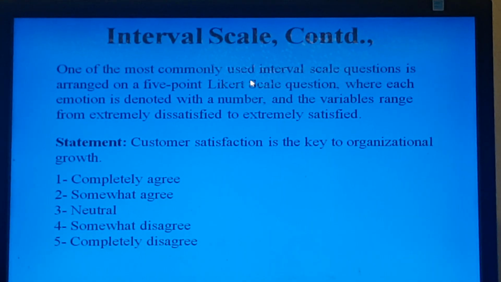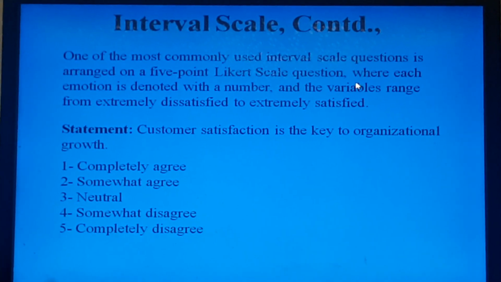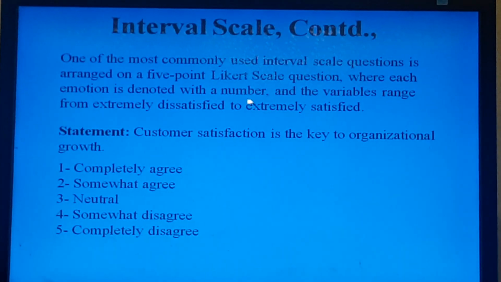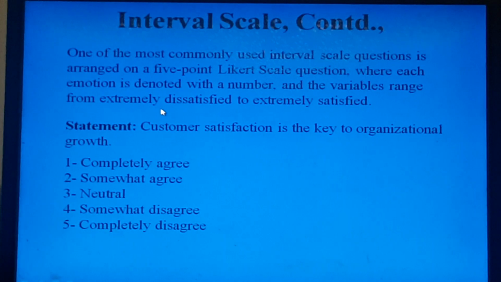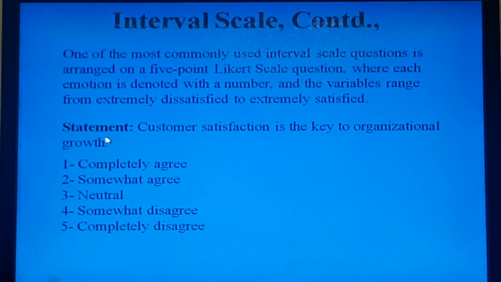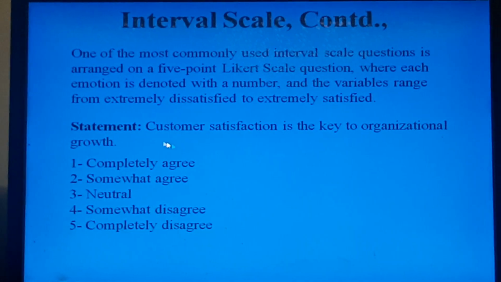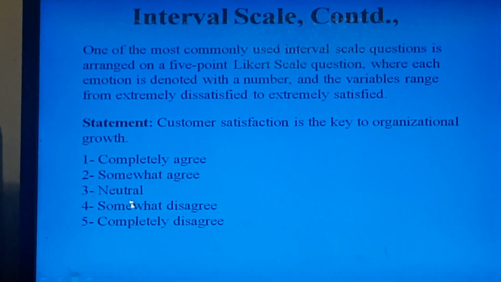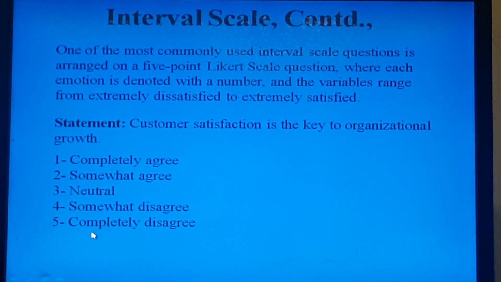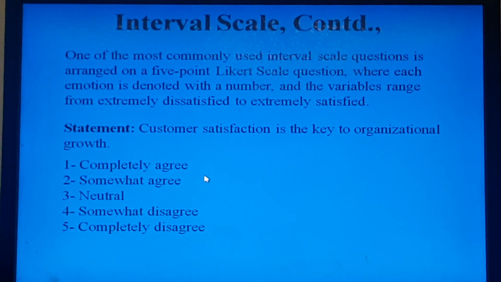One of the most commonly used interval scale questions is arranged on a 5-point Likert scale, where each emotion is denoted with a number and the variables range from extremely dissatisfied to extremely satisfied. For example: customer satisfaction is the key to organizational growth. Now there might be 5 answers: completely agree, somewhat agree, neutral, somewhat disagree and completely disagree. This is an example of an interval measurement scale.